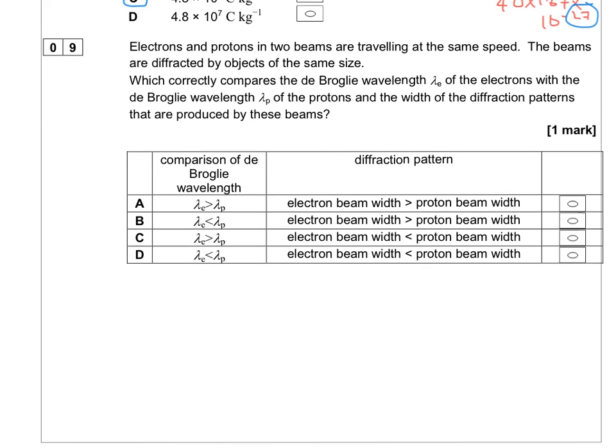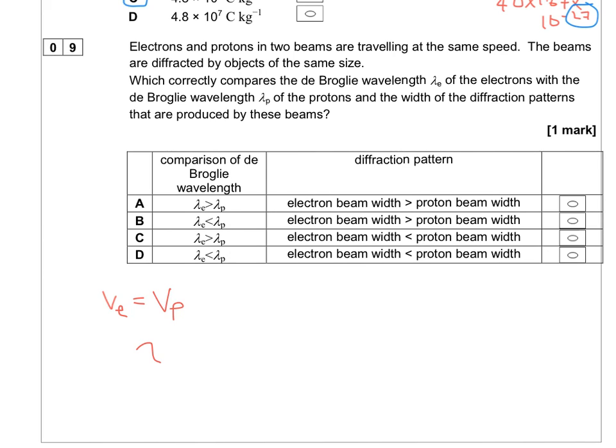Okay, electrons and protons in two beams are travelling at the same speed, and the beams are diffracted by objects of the same size. So what does that mean? Well, they've got the same speed, so what we can say is that the velocity of the electron is equal to the velocity of the proton. And then the next part is linking it to the de Broglie wavelength.